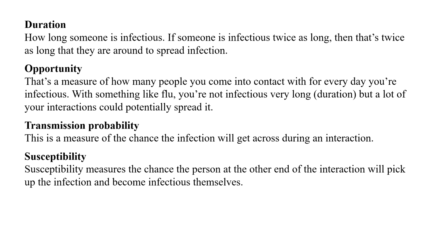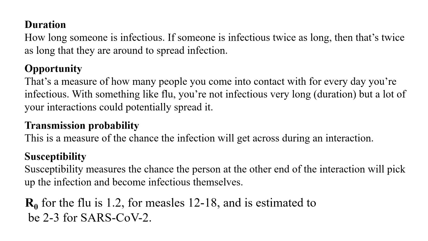So each one of these variables will affect how many other people one infected individual will, on average, be able to infect. If I look at R naught for the flu, it's 1.2, meaning on average, one infected individual with the flu can transmit it to 1.2 others, or 10 individuals can transmit it to 12 people. For measles, one infected person on average can transmit it to 12 or 18 people. And it's estimated that R naught for SARS-CoV-2, the virus that causes COVID-19, is between 2 and 3.